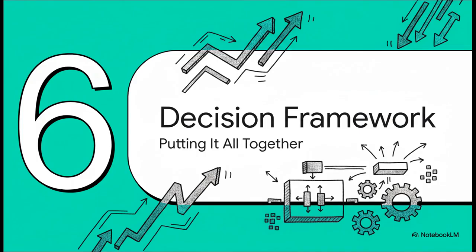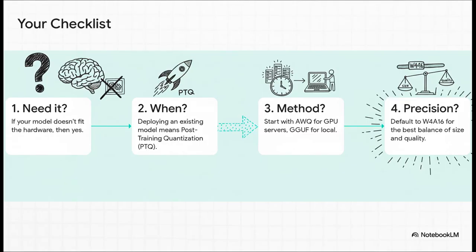Okay, let's tie all of these pieces together. We can actually build a really simple, step-by-step decision framework you can use every single time you do this. So here it is, your cheat sheet. Step 1. Do you even need it? If it doesn't fit, yep. Step 2. When are you doing it? You're deploying, so that means PTQ. Step 3. Which method? Easy. AWQ for servers, GGUF for your laptop. And step 4. How much? Default to W4A16. See? It's a really clear path that'll work for like 95% of use cases.